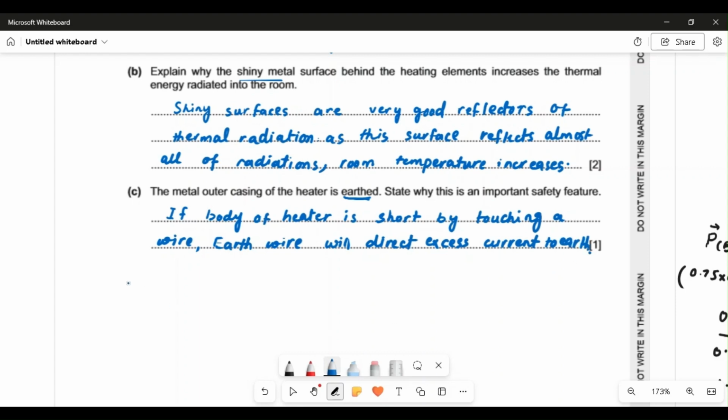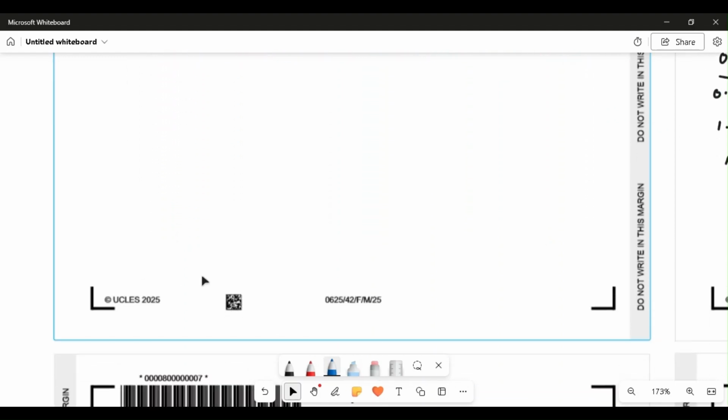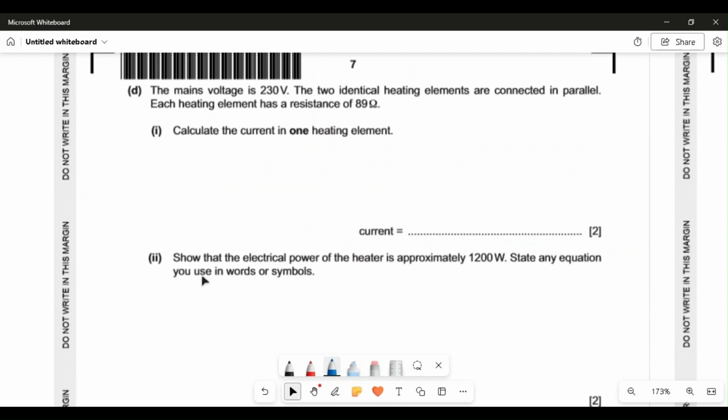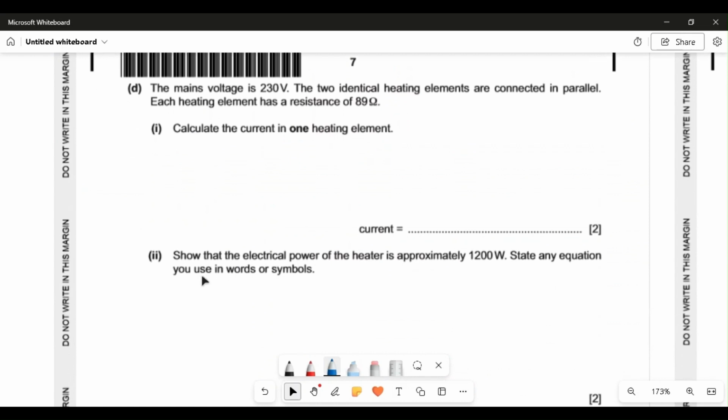We can also say that when the earth wire is attached, with the short circuit, there will not be any harm for the person who is touching that wire. The mains voltage is 230 volt. The two identical heating elements are connected in parallel. Each heating element has a resistance of 89 ohm.